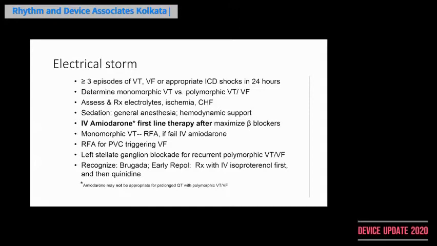If it's a polymorphic VT or VF, after ruling out electrolytes and channelopathies, if you have a PVC trigger, sometimes a PVC can trigger VF, and there the electrophysiologist can do a radiofrequency ablation of that PVC, resulting in control of the electrical storm. If it is a polymorphic VT, we also have an option of reducing the sympathetic outflow by a stellate ganglion blockade. If it is Brugada syndrome or an early repolarization with an electrical storm, then we can treat with IV isoproterenol followed by continuation with quinidine.